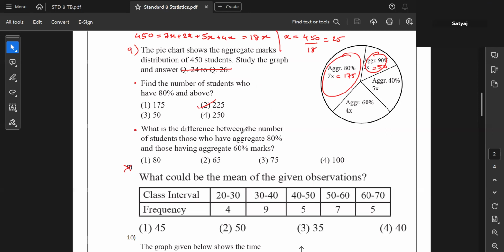The next one will be 7x minus 4x. What is the difference between the number of students who have aggregate 80% and aggregate 60%? So 7x minus 4x, basically 3x, is your answer. So 3 into 25 is 75. I believe this is clear. Yes, sir.